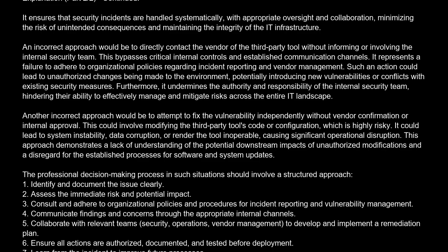The professional decision-making process in such situations should involve a structured approach. 1. Identify and document the issue clearly. 2. Assess the immediate risk and potential impact. 3. Consult and adhere to organizational policies and procedures for incident reporting and vulnerability management. 4. Communicate findings and concerns through the appropriate internal channels. 5. Collaborate with relevant teams, security, operations, vendor management, to develop and implement a remediation plan. 6. Ensure all actions are authorized, documented, and tested before deployment. 7. Learn from the incident to improve future processes.